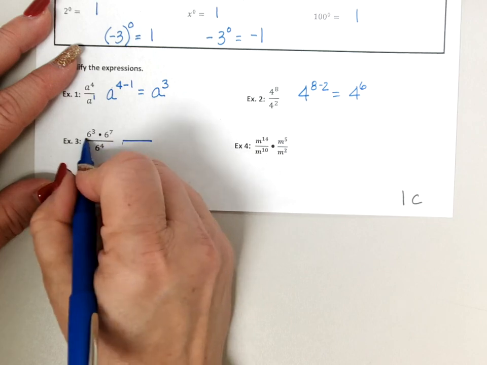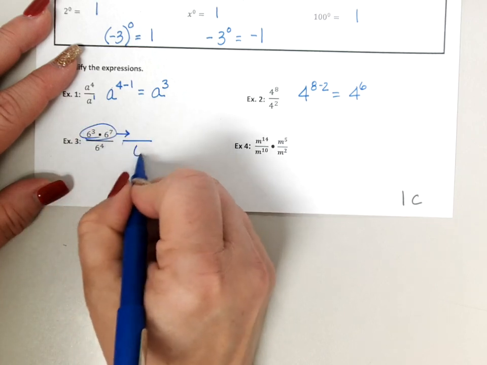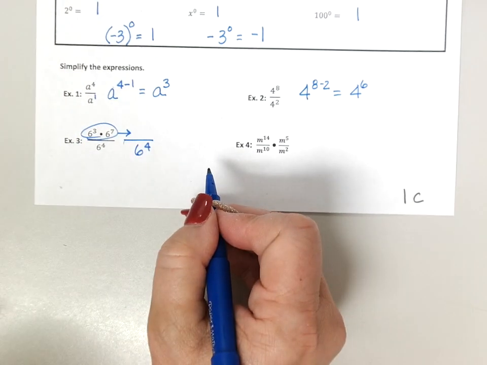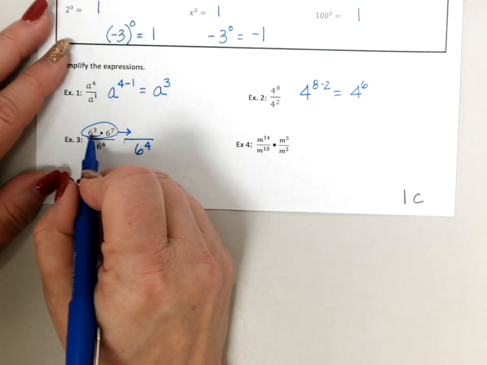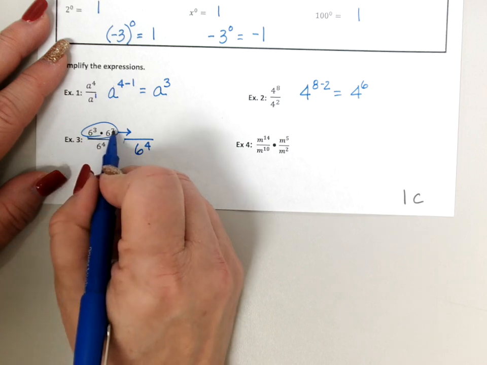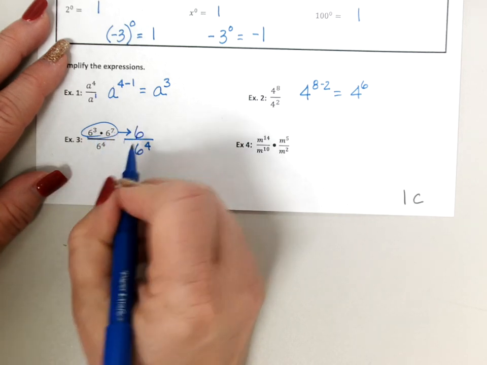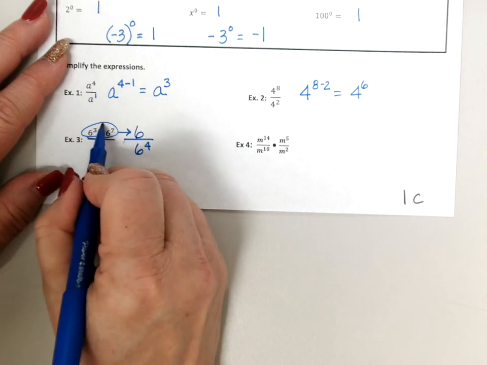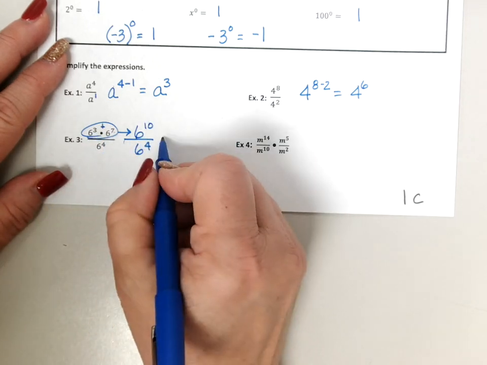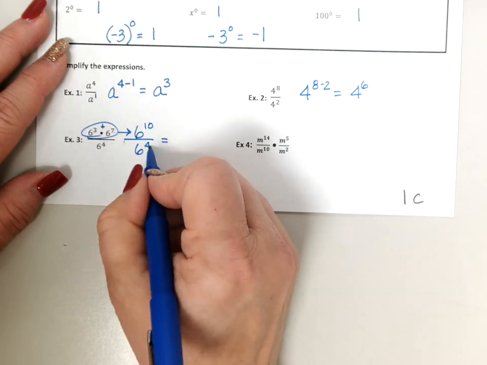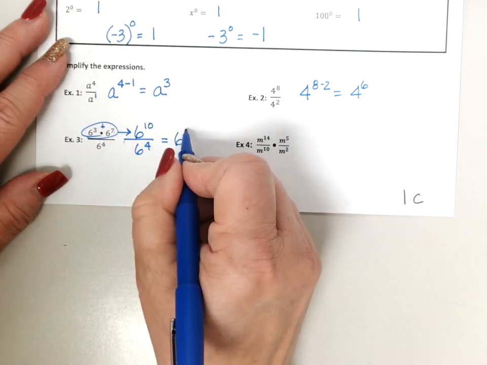Some of them are going to be a little more complex. So if I have a problem on the top, I'm going to do that first, and then I'm going to do x to the 4th. Okay? 6 to the 3rd times 6 to the 7th, I'm going to add those two exponents together. So I'm going to add the 3 and the 7 and get 10. Now that it's a division, I'm going to subtract them. 10 minus 4 is 6.